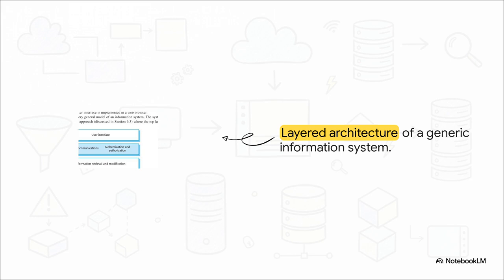At the top, you have the user interface layer, usually running in your web browser. Right below that is user communications, handling things like logging in and authentication. Then we drop down to the information retrieval and modification layer.